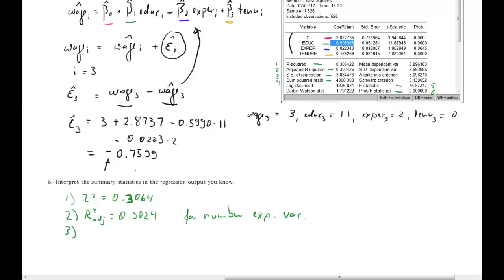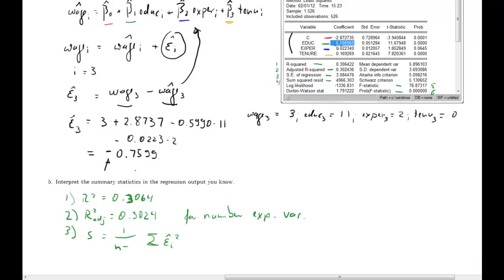3, standard error of the regression, often also called S. And what is S? S is the square root of 1 over n times the sum of the squared residuals. So our estimated residuals were epsilon i hat, but we square them, we sum them up, and then we calculate something like an average of this. Unfortunately, however, we are not dividing by n, so it's not times 1 over n, but it's 1 over n minus the number of estimated parameters.